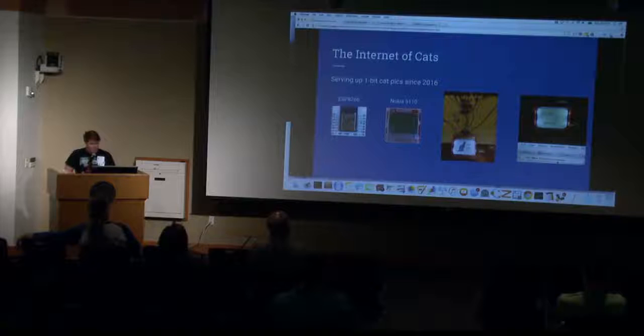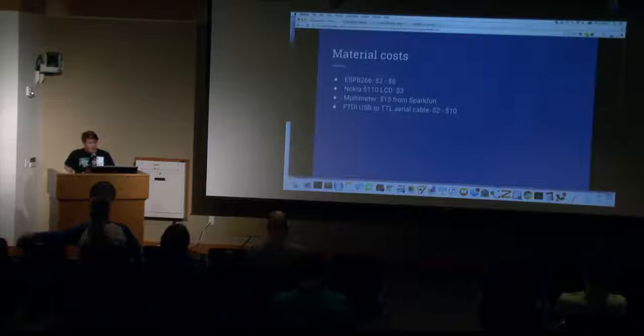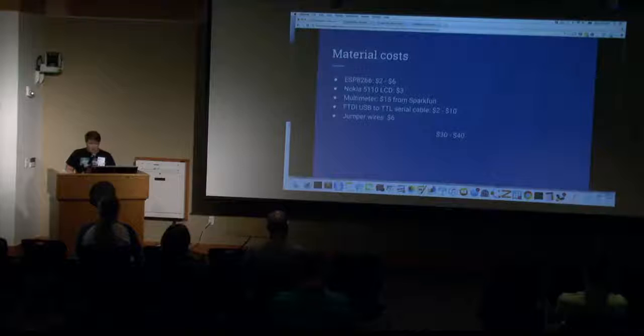Okay, material costs. ESP8266s are really cheap, depending on where you're getting them from. It'd be $2 to $6. The LCD is about $3. A multimeter from SparkFun will run you about $15. You could probably get one cheaper. The serial cable that I use to talk to the board is anywhere from $2 to $10. Jumper wires, which are those little things that like to break, you can get all set up for $6 easily. So the cost all together is about $30 or $40, including a multimeter, to get up and running with something like this. You should probably also have a breadboard. I just realized I didn't put that in here, but that would be really helpful too.